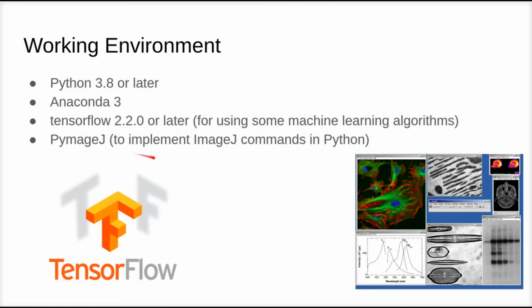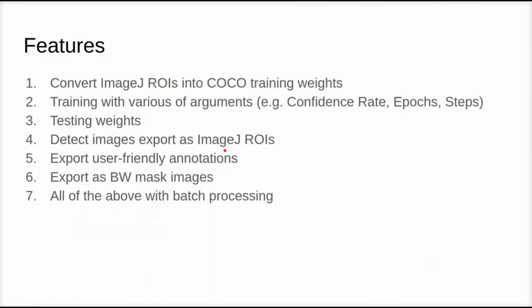The features of our program are that it can convert ImageJ ROIs into training weights, and train with various arguments like confidence rate, epoch, and steps. We can get the weight file and test it by detecting images, and it can export three types of data: ImageJ ROIs, user-friendly implementations, and black and white mask images. All of them can be used in batch processing.